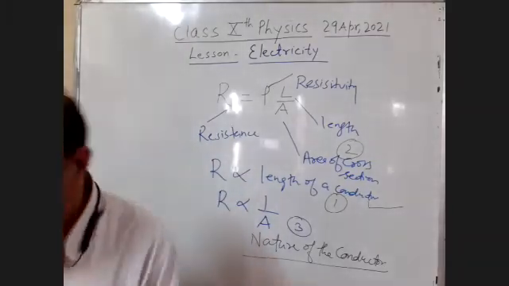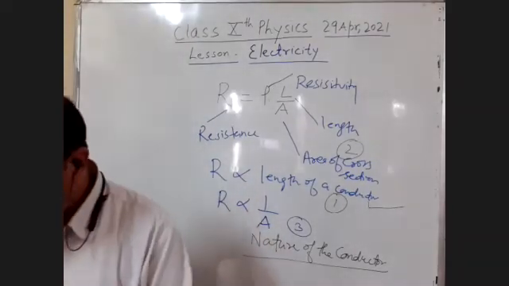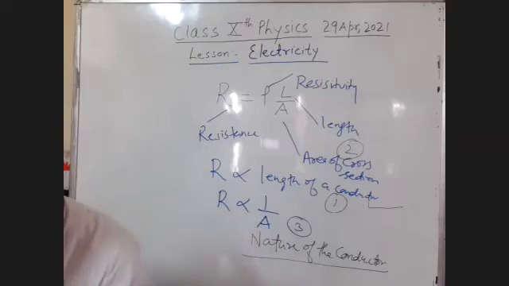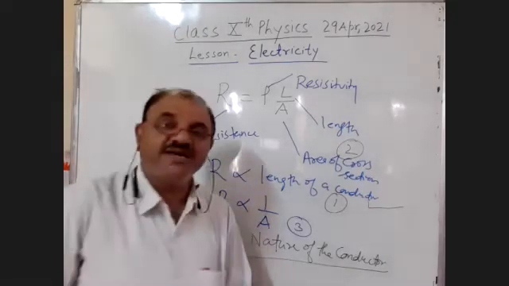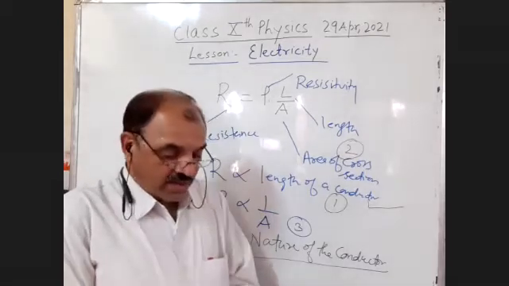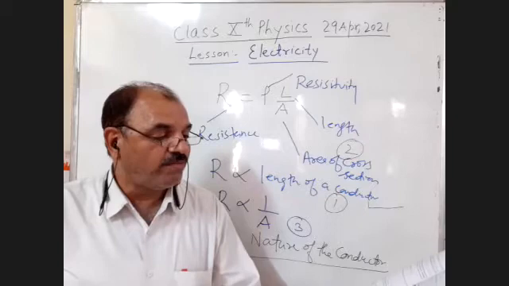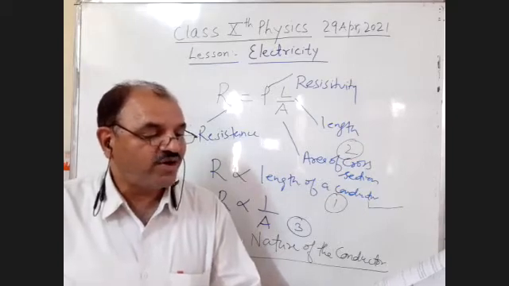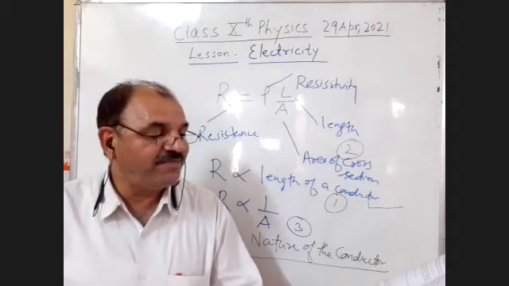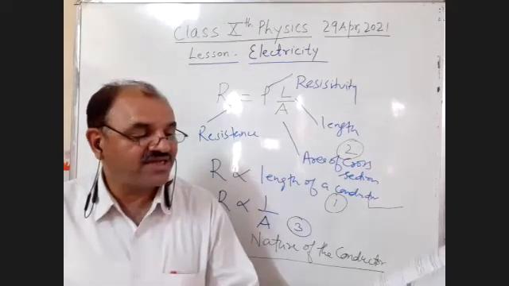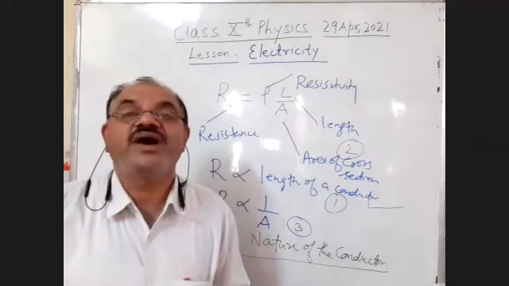Is it clear, students? Now I'll read out question number two. The statement is like this: will the current flow more easily through the thick wire or the thin wire of the same material when connected to the same source? Why?